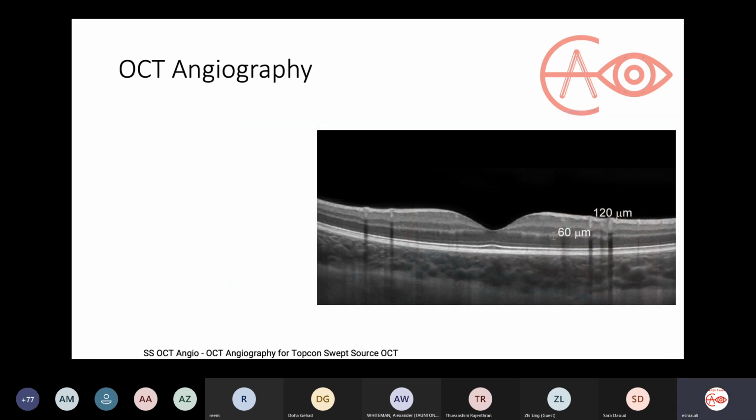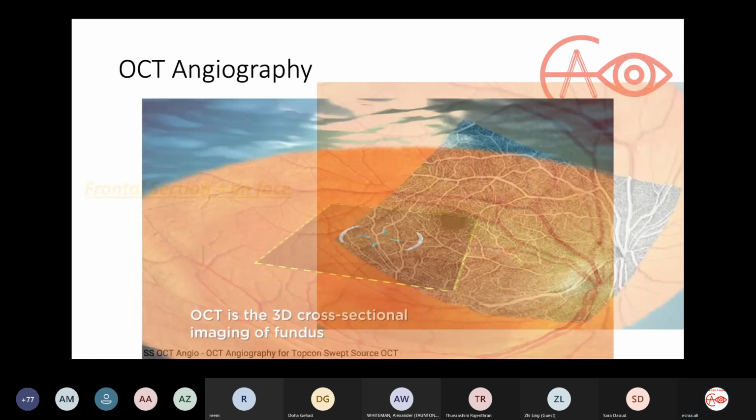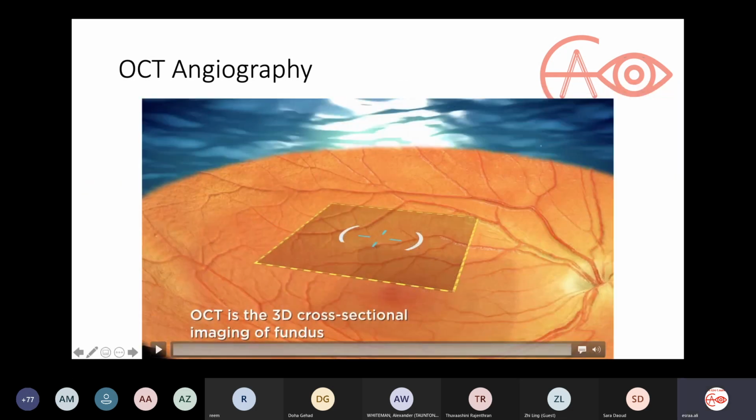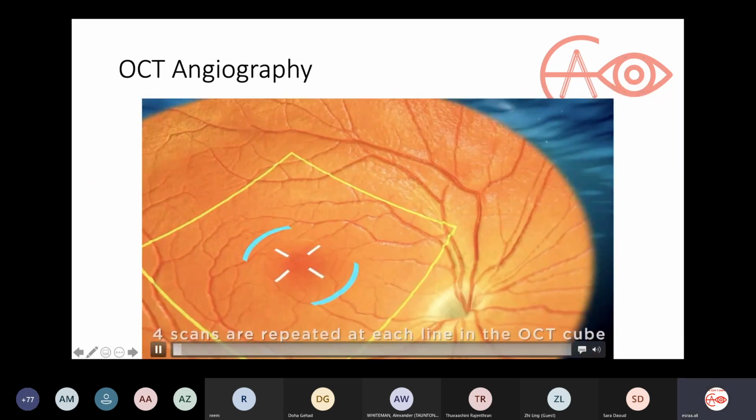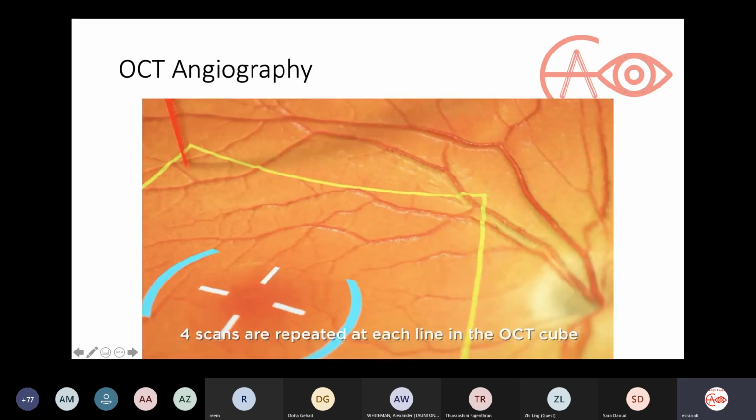So this is your normal OCT image. It's a cut section, as we agreed. But in the OCT angiography, you're looking at the eye in a different way. You're taking a frontal section or an en face image. So you're looking at the back of the eye like this. So this is how the OCT angiography image will be shown. Let's see this video, which will tell you how we're taking the OCT angiography scans.